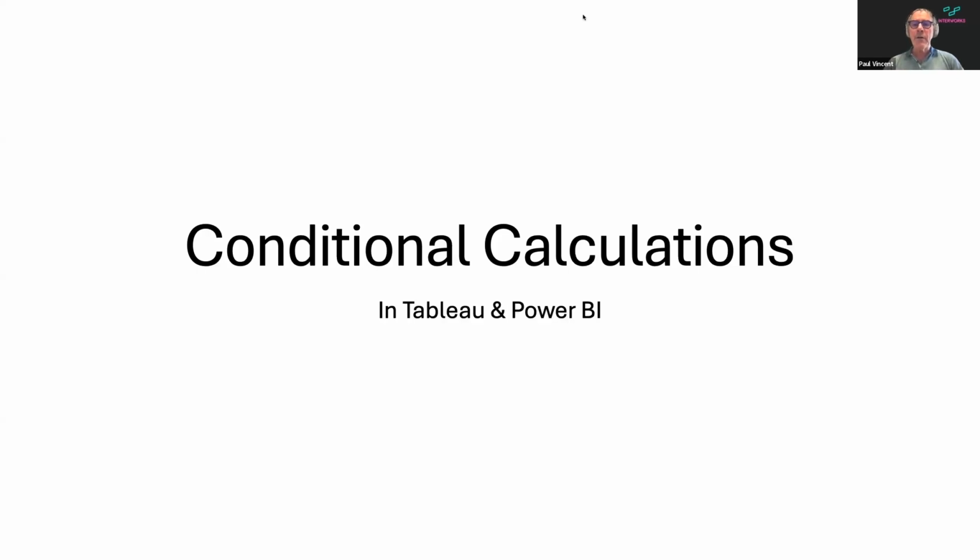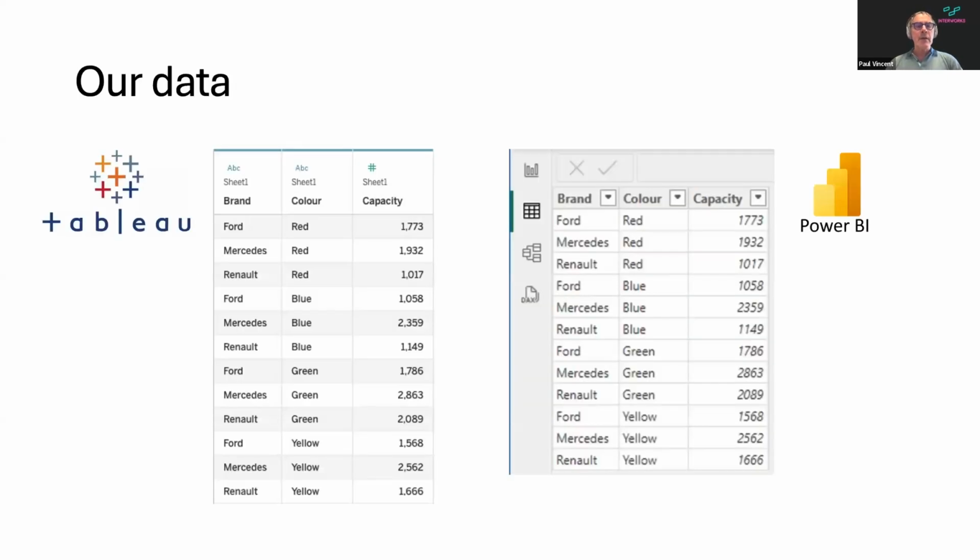Let's start with a look at the data that I'm going to be using in the video today. These are very simple data tables. It's just a list that I've made up showing some automotive brands, some vehicle colors, and the engine sizes. On the left, I'll show you what this all looks like in Tableau. And on the right, we'll see the equivalent view in Power BI.